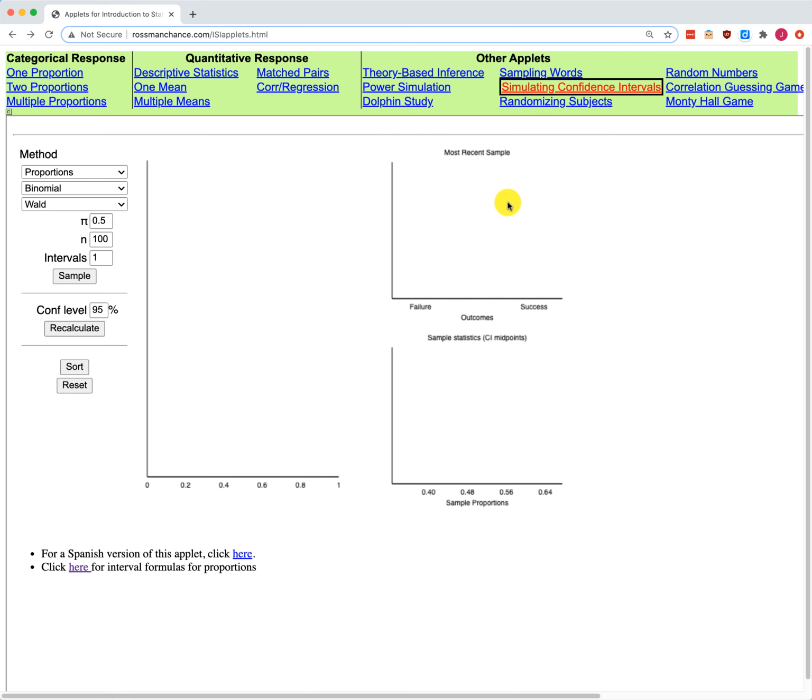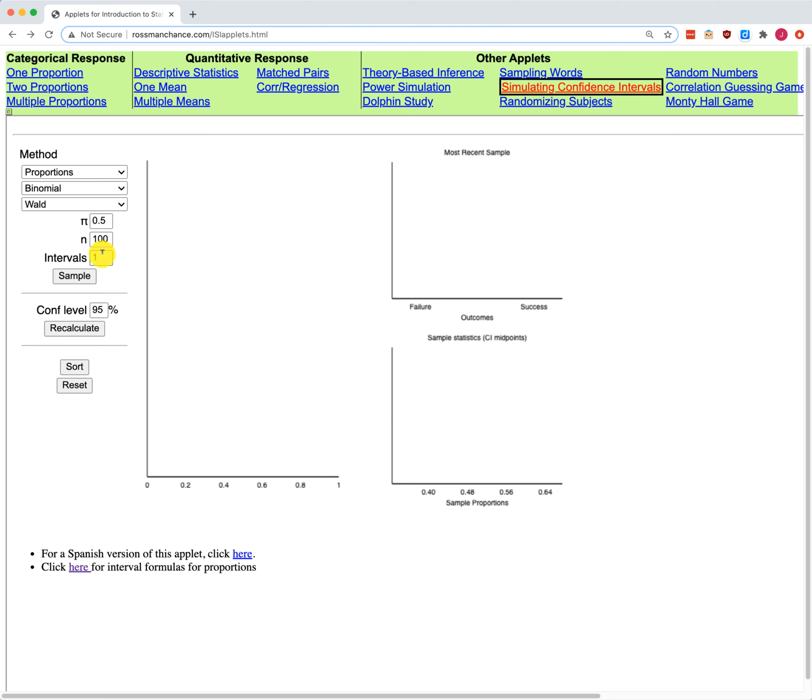Here on the screen, there are a number of graphs that are going to be filled in automatically with a couple of clicks of a button. First, under the method, we are going to pick proportions and binomial and Wald. They may already be pre-filled for you. And then there are 3 more boxes and a button called sample. Then there's a confidence level percent and a recalculate box, and then a sort and reset.